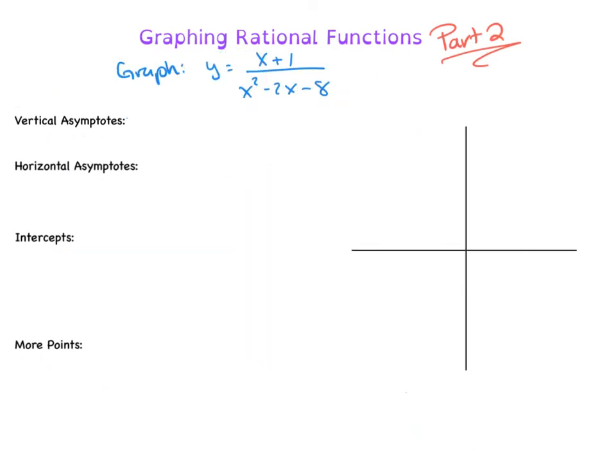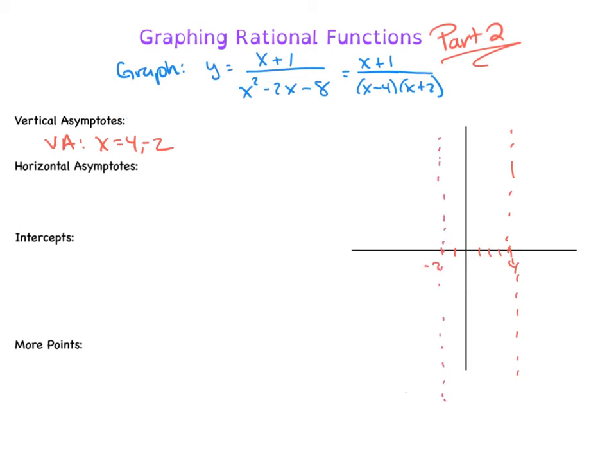One last example. Let's graph y equals x plus 1 over x squared minus 2x minus 8. Just like the previous two examples, we'll factor our denominator. So we have y equals x plus 1 over (x minus 4)(x plus 2). And we can tell pretty quickly then that our vertical asymptotes from our denominator are going to be at x equals 4 and x equals -2. So there's x equals 4 and x equals -2, vertical asymptotes.